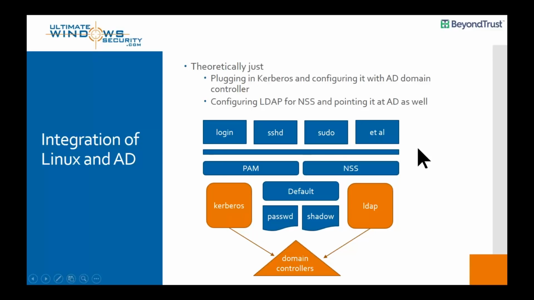And you can see the stuff up here above it, whether you're logging in via Secure Shell or via login right at the console, whether you're running something through sudo or whatever, all of these higher level applications that allow you to log in to Linux and Unix are then speaking to PAM and NSS. Once we've integrated with AD, PAM in turn is using Kerberos for authentication when you try to log in with a domain account, rather than going through the default PAM module to the password and shadow file.